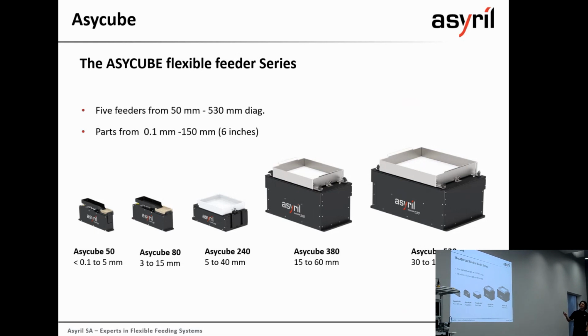So our AsyCube series, as I told you before, the AsyCube is the vibrating table itself. We have various different sizes ranging from small to large. These smaller sizes are where our company started, the AsyCube 50 and 80. We use those in the Swiss watch industry to feed ruby stones and watch mechanisms for watch assemblies. For Rolex, actually, is who we originally partnered with to develop these systems. And then as we came to the United States, we got bigger and better. So we got the AsyCube 240, 380, and 530 to support those larger applications.